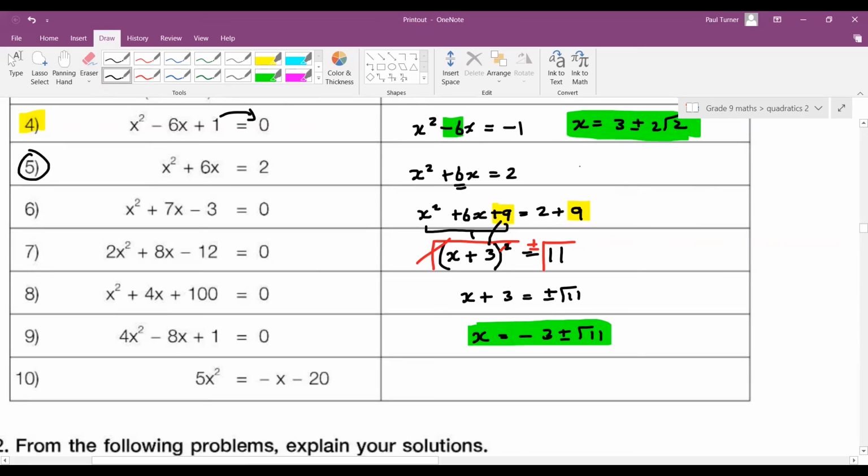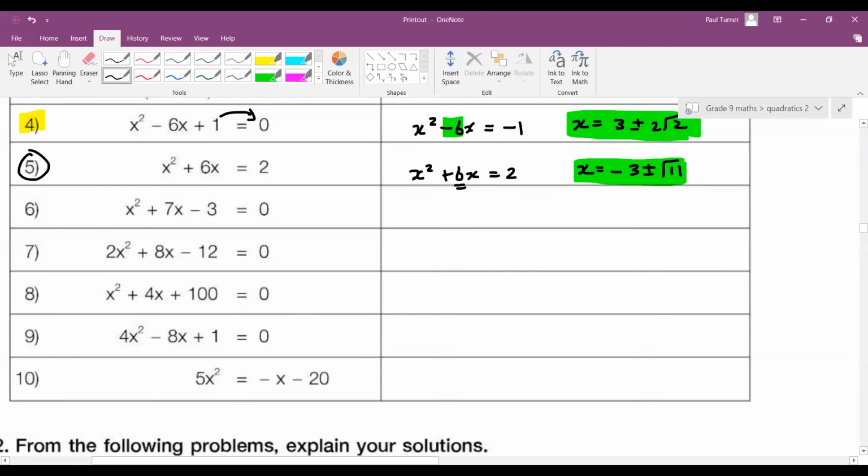So that's x equals minus 3 plus or minus root 11. That's question 5. If the time runs out, I'll just give you the answers to the other ones, and then you can try them yourself. All right, so if you're copying that, write that down, and then we'll do another one.